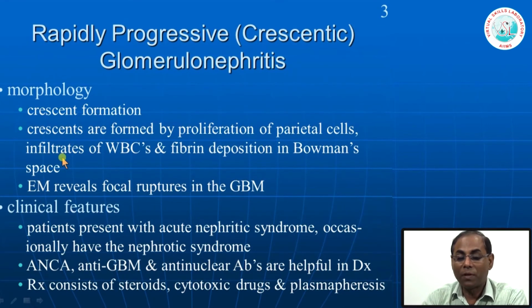Crescents are formed by proliferation of the parietal cells as well as visceral epithelial cells, with infiltration of these WBC, particularly monocytes. There is fibrin deposition in the Bowman space. EM reveals focal rupture of the glomerular basal membrane.